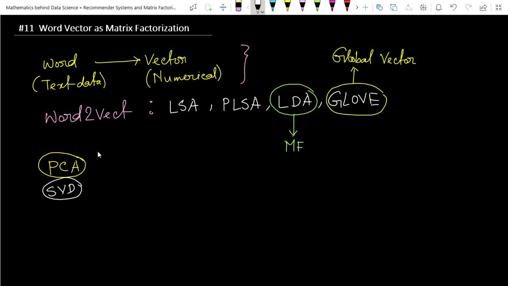Now the same technique also applies here. The same technique that we applied in PCA and SVD, we also apply in this word to vec technique to convert text data to vector data. The technique is matrix factorization, the same kind of eigenvalue, eigenvector type of concept. Now let's see how these things are applicable.